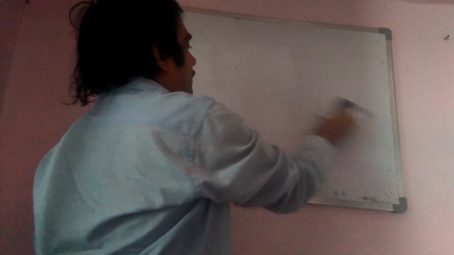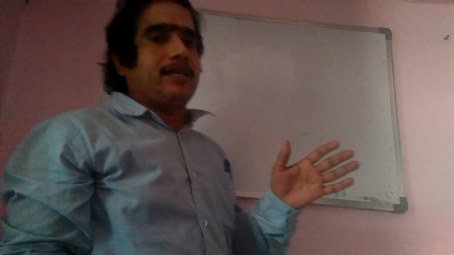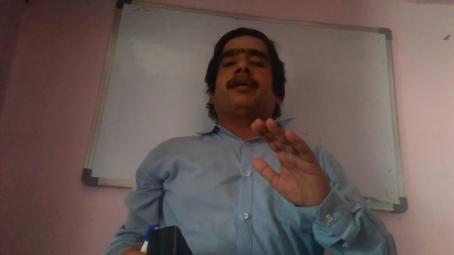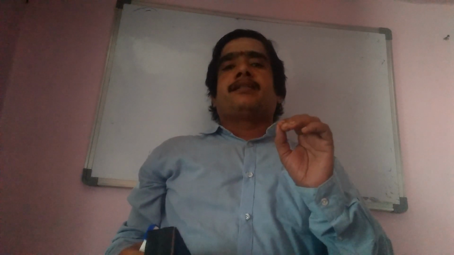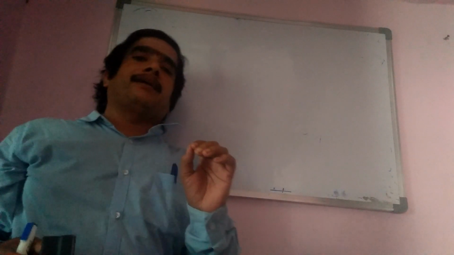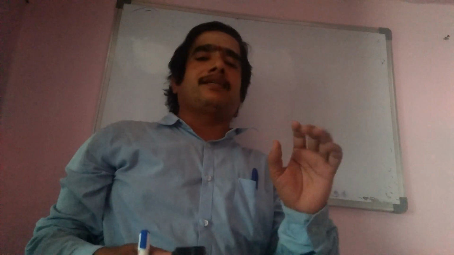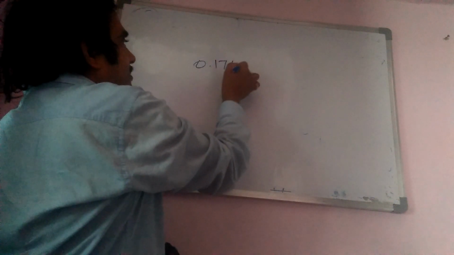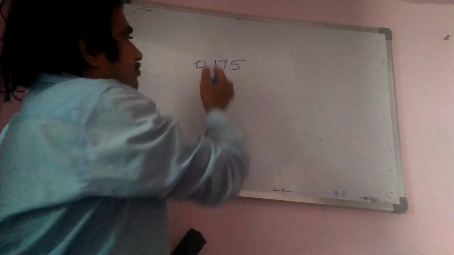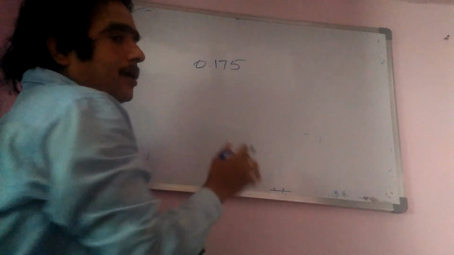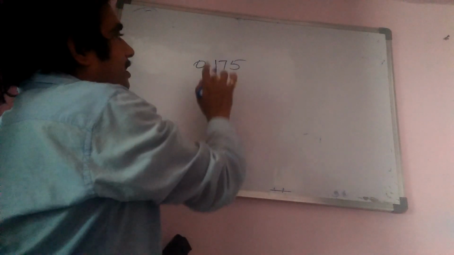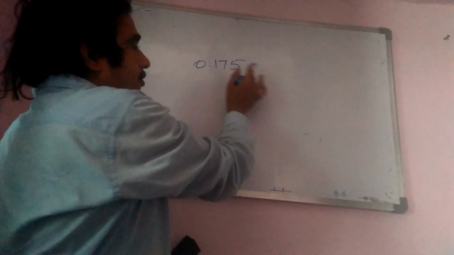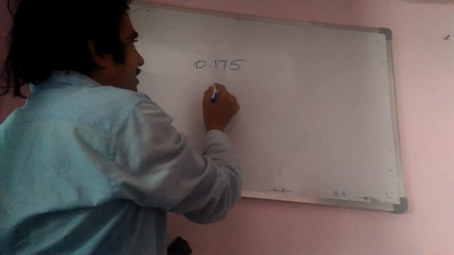After this, how to change a terminating decimal to a fraction and a non-terminating decimal to a fraction. That is important in your 8th class exercise. Okay. For example, 0.175 is there. They asked you to convert it. It is a terminating decimal. How do I know that it is a terminating decimal? Here no bar is given, no dots are given. So it is a terminating decimal.